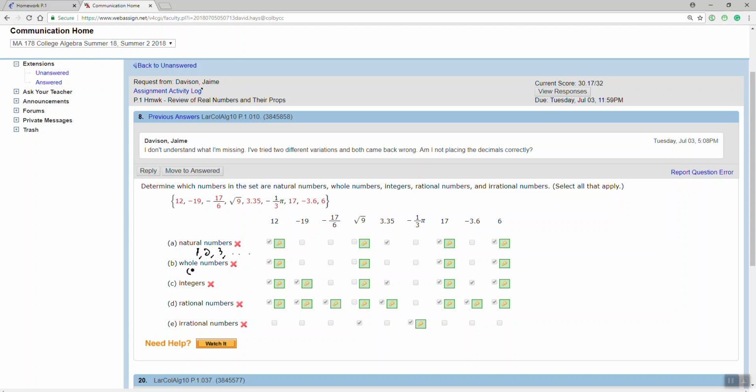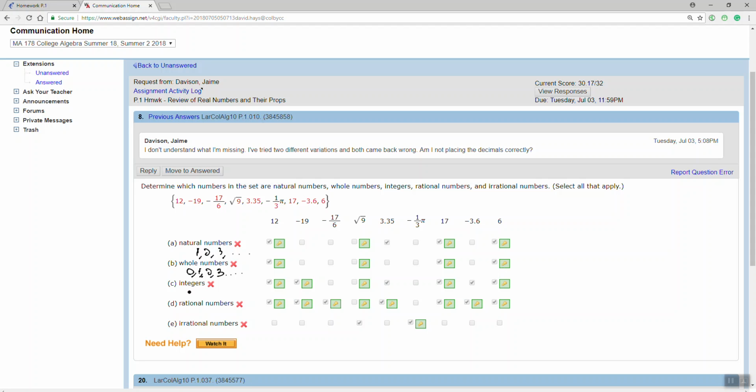Now, whole numbers. Whole numbers go from 0, 1, 2, on up, forever. So 12 would be a whole number. Can't have negatives, so those are both gone. Square root of 9 again is 3. That's why that one's marked. Can't have decimals, can't have fractions. 17 would be a whole number. Negative 3.6 can't have decimals. 6 would be a whole number.